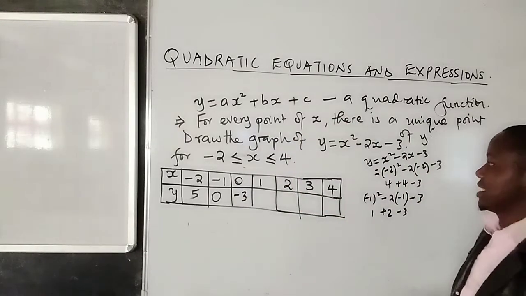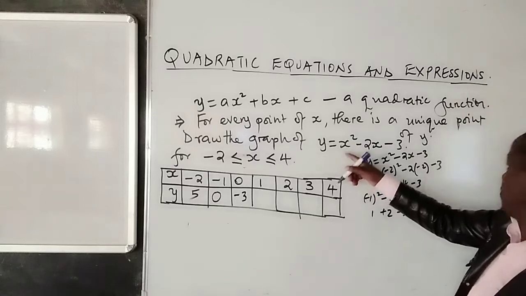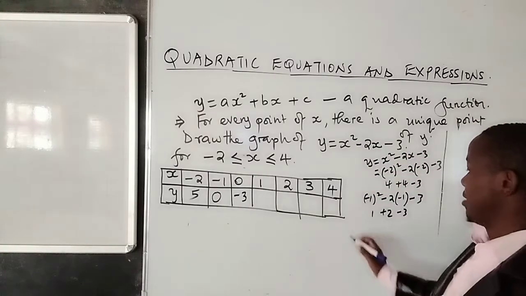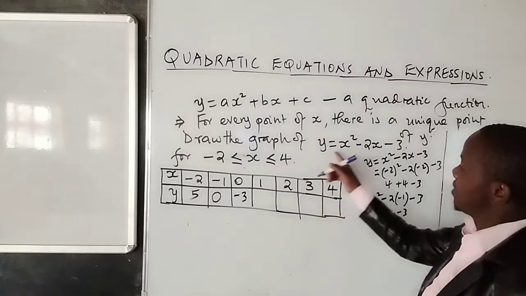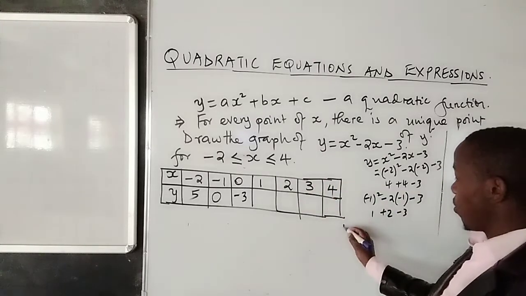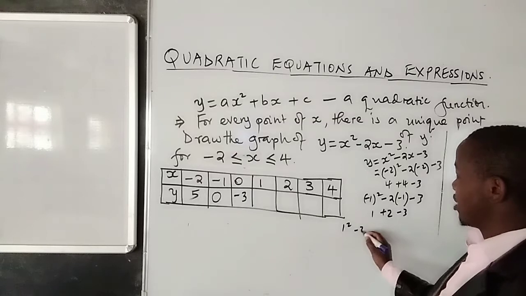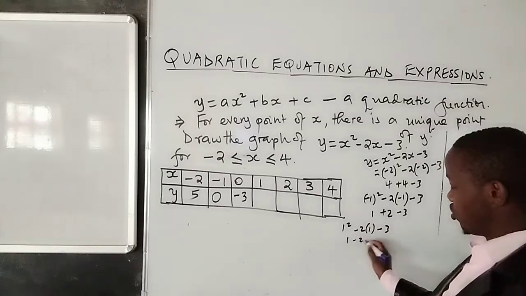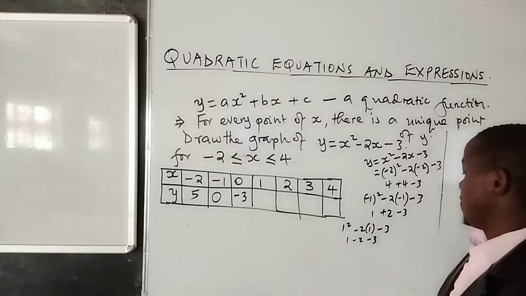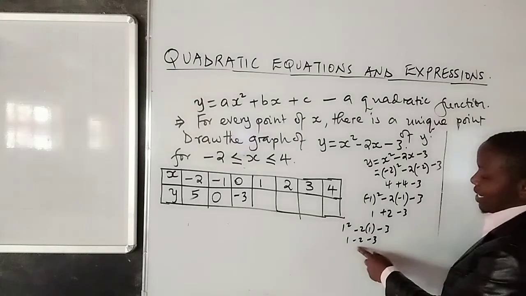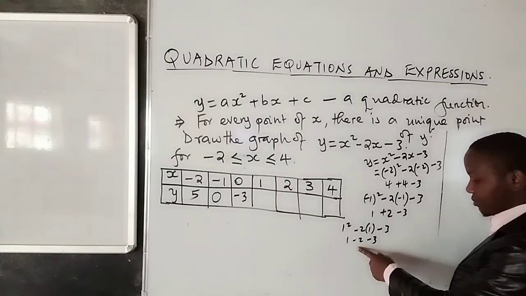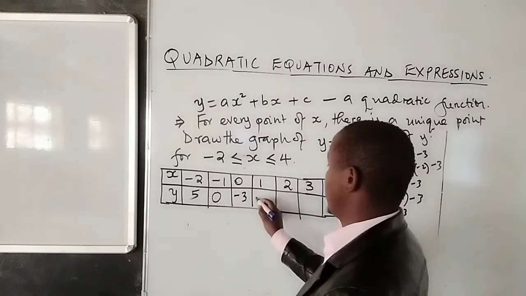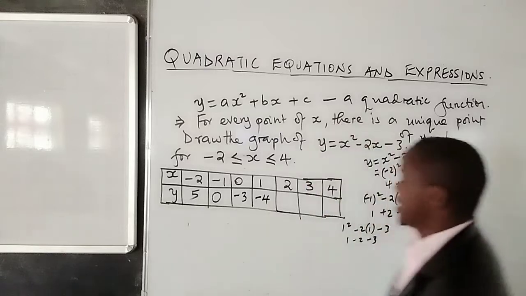When x is positive 1, we substitute positive 1 in this function, y will be 1 squared minus 2 times 1 minus 3. So 1 minus 2 minus 3. It becomes 1 minus 2, we get negative 1. Negative 1 minus 3, we get negative 4.